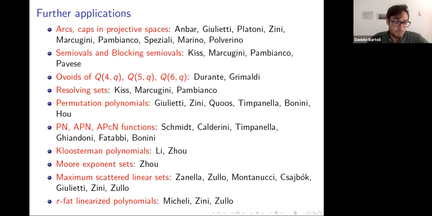We could also study problems connected with graph theory, so resolving sets in specific graphs, clearly permutation polynomials and polynomials with low differential uniformities, so PN, APN, but also generalizations of them, APCN, for instance, Kloosterman polynomials, and finally scattered linear sets and other generalizations of these objects, and clearly algebraic structures like Moore exponent sets, which are connected with MRD codes, perfect linearized polynomials, and so on. So that's basically what I wanted to say.